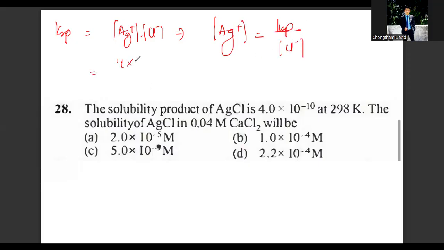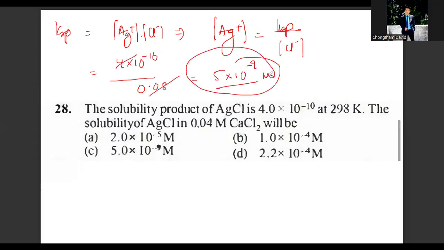So this would be equal to 4 × 10 to the power minus 10 divided by 0.08. This is the concentration of chloride. So cancel this approximately, because 8 5s are 40, 10 to the power minus 9 molarity. Question number 28, option C would be the answer for this question.